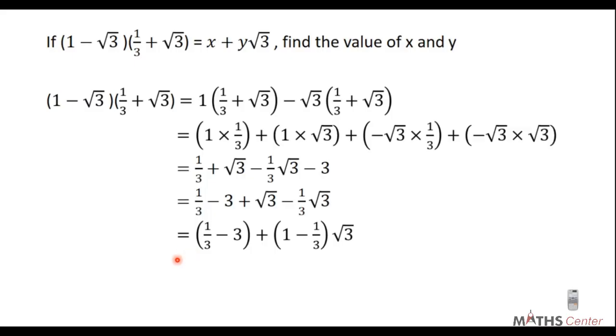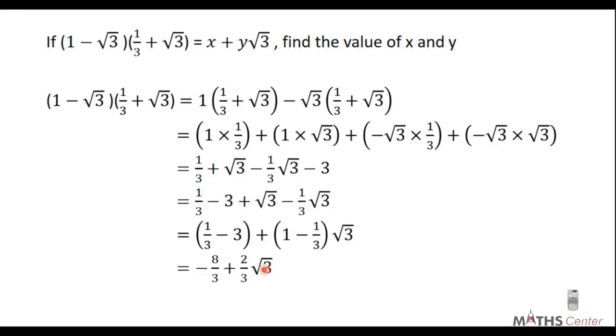So from fractions, we know that 1 over 3 minus 3 will give us minus 8 over 3. So you do this fraction and you are going to get minus 8 over 3. Then plus, when you come here, 1 minus 1 over 3 will give us 2 over 3. So from fractions, we know that 1 minus 1 over 3 will give us 2 over 3. Then square root of 3, as you can see from here.